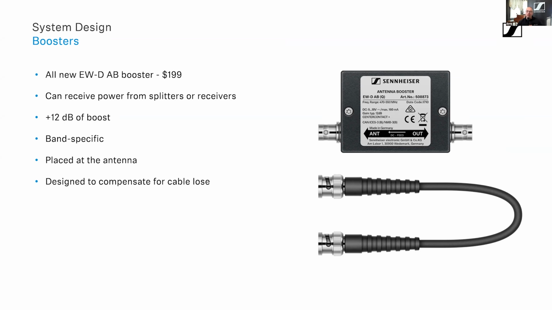And that's a situation where a booster is going to be able to boost that signal up and give us the appropriate level. So the first thing you always want to do is see if you can change the type of cable you're using or use shorter amounts of cable in order to prevent the need for boosting. But if you can't do that, then a booster can increase the range, and the new EWD ASA or EWD AB does a really great job at that.